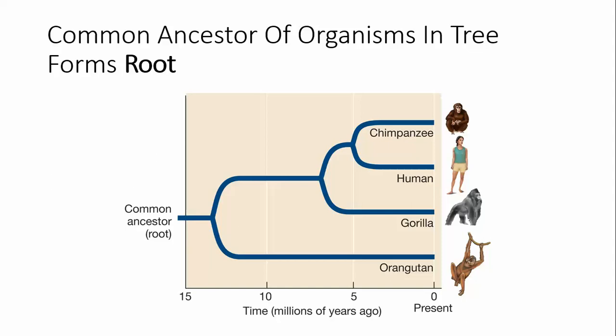And then the common ancestor of all the organisms in a tree is going to form its root, which is going to show the common ancestry of everyone.